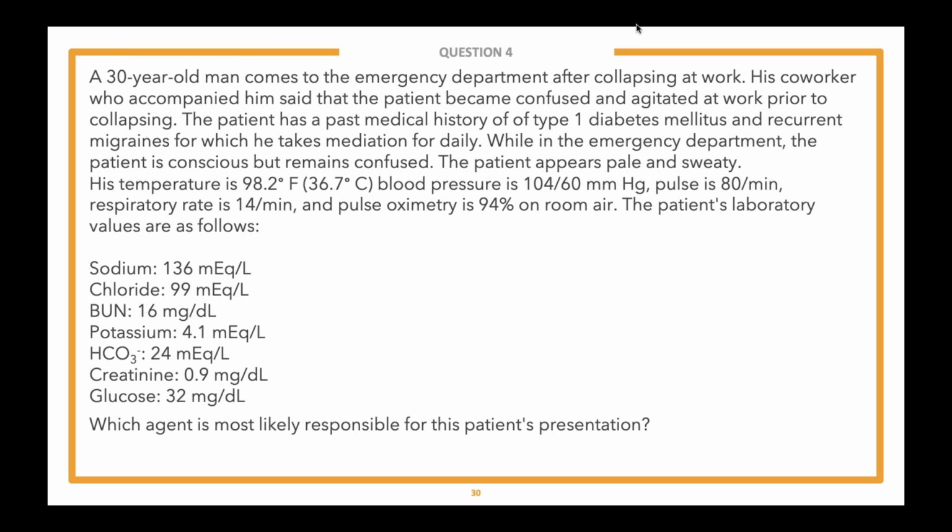The patient's laboratory values are as follows: sodium 136, chloride 99, BUN 16, potassium 4.1, bicarb 24, creatinine 0.9, and glucose 32. Which agent is most likely responsible for this patient's presentation? I want all of you to start thinking about the important and relevant clues in this vignette as I hand it off to Paras.